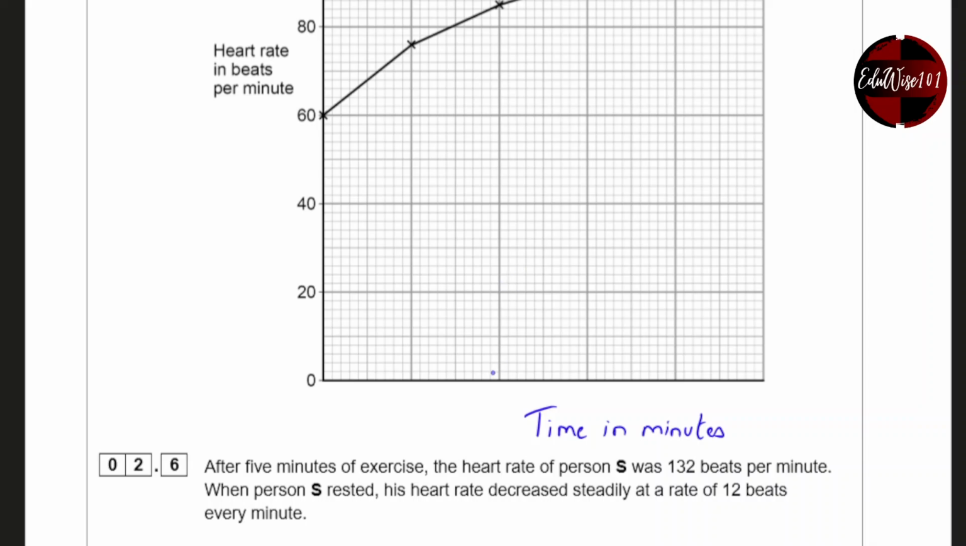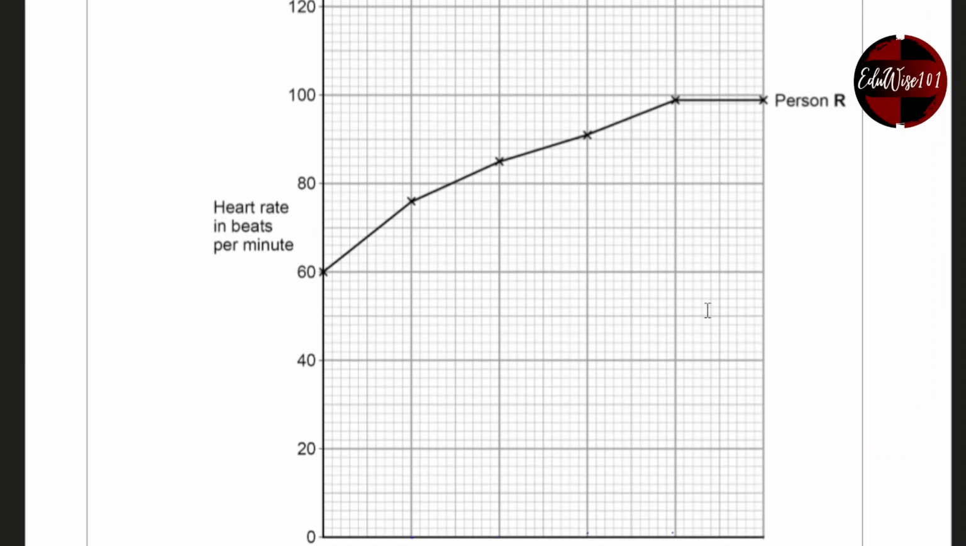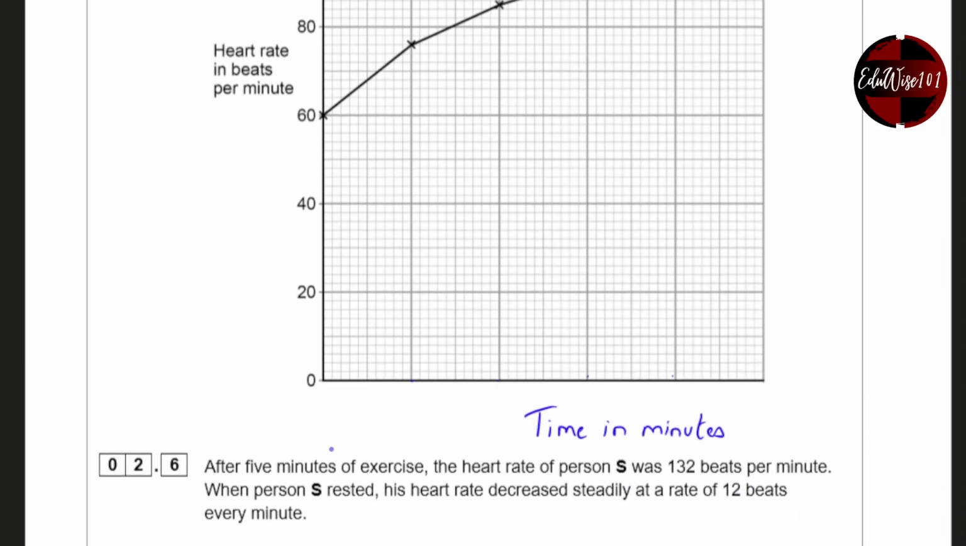And it went from up to 5 minutes. So 1, 2, 3, 4, 5. Can I go up to 5? That's the line. Yes. So that's 1 minute, 2, 3, 4, and 5 minutes.